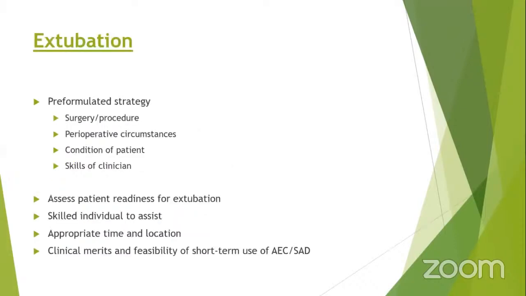So last but not the least is the extubation. Again, it has to be a formulated strategy, which would depend upon the surgery and the procedure. Where you're anticipating an airway edema, you might have to delay extubation. With perioperative circumstances, such as a patient who has bled a lot, you may not want to extubate these patients. Condition of the patient, such as a hemodynamically unstable patient or a poor GCS, and the clinician's skill, where it may be a not very experienced anesthetist who may not be very confident in extubating a certain subset of patients. So there you have to plan for a delayed extubation.